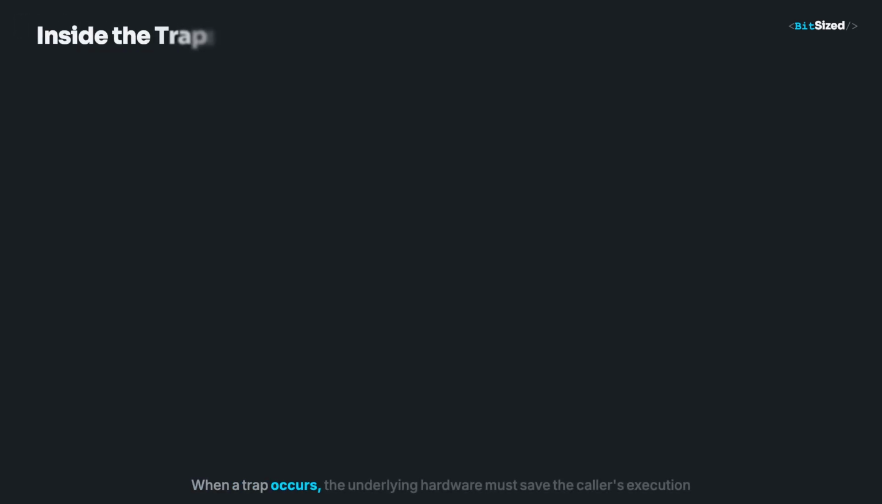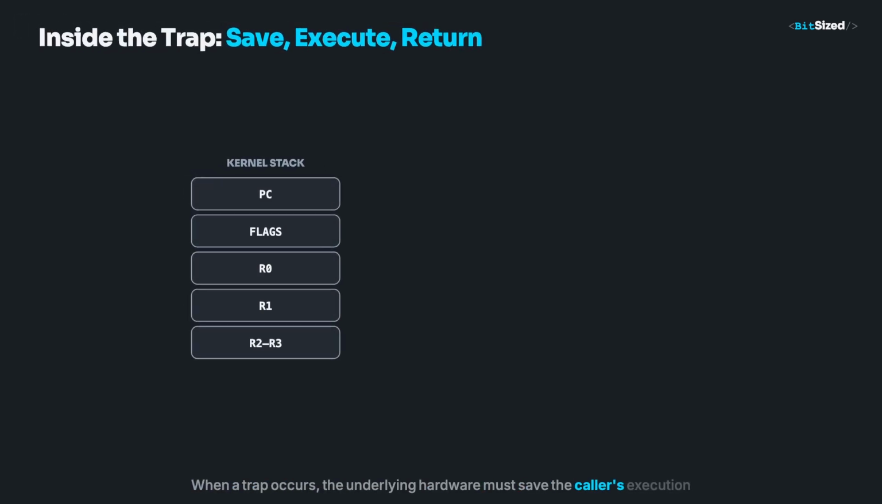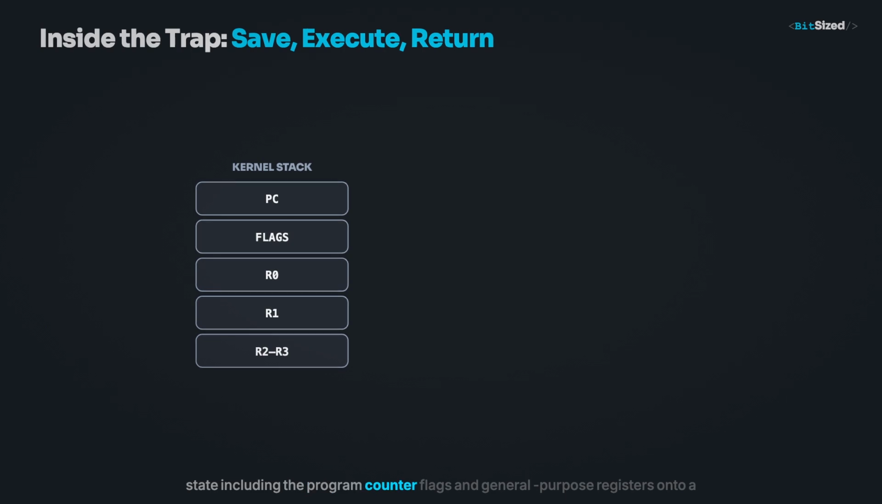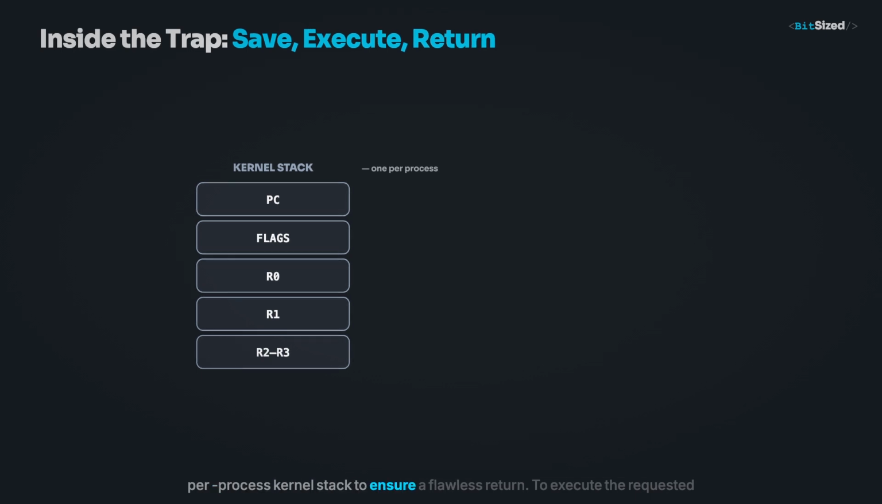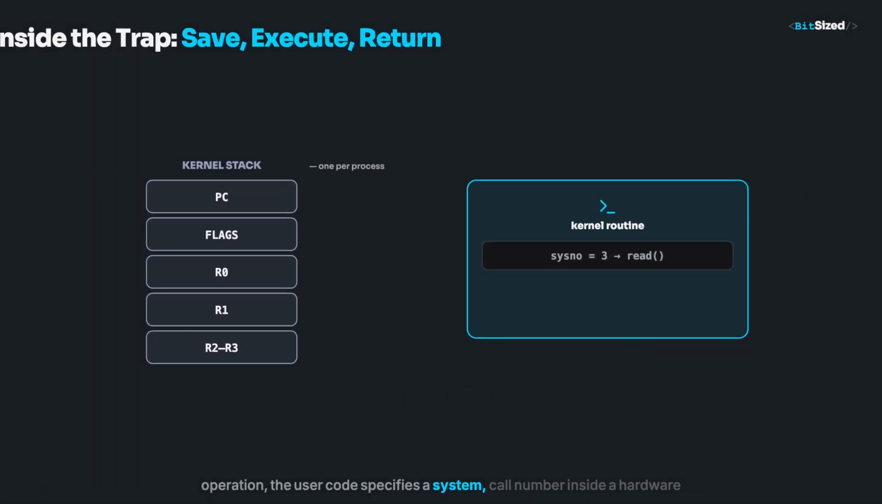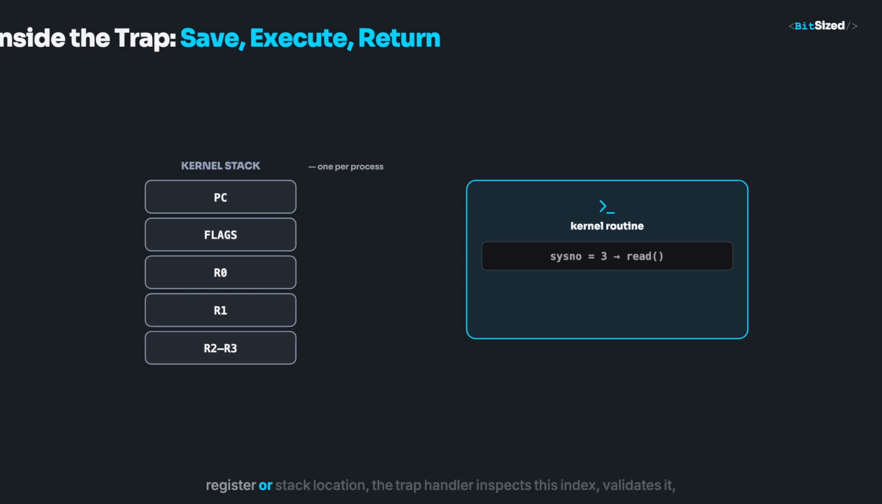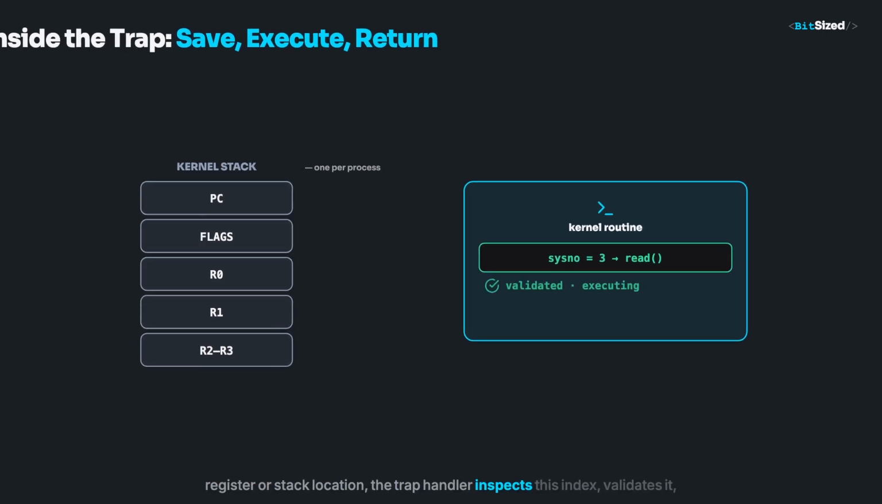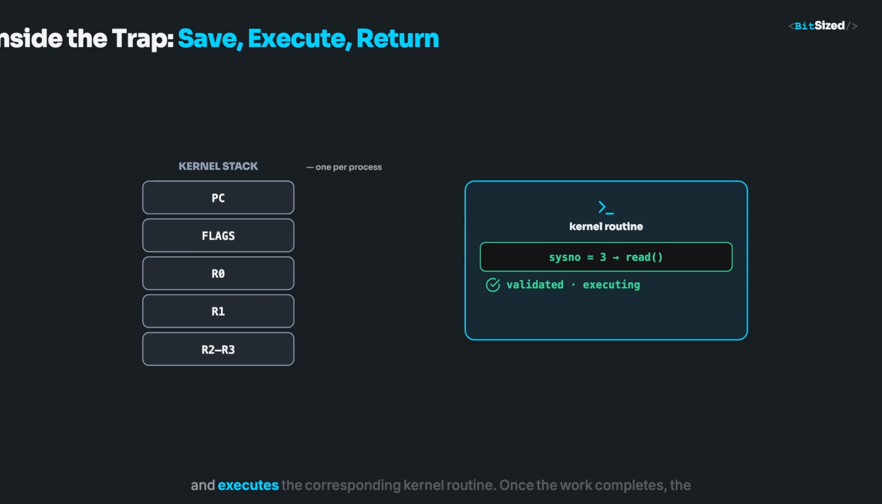When a trap occurs, the underlying hardware must save the caller's execution state, including the program counter, flags, and general-purpose registers, onto a per-process kernel stack to ensure a flawless return. To execute the requested operation, the user code specifies a system call number inside a hardware register or stack location. The trap handler inspects this index, validates it, and executes the corresponding kernel routine.